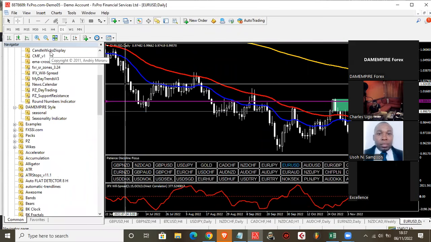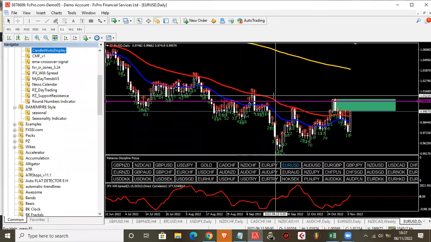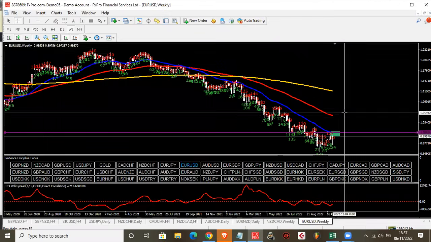Yeah, so candle wick display. Now, let's put that aside. Candle wick display basically shows you the wicks. The wicks are just basically the tails, right? And what you tend to use this for is basically this.